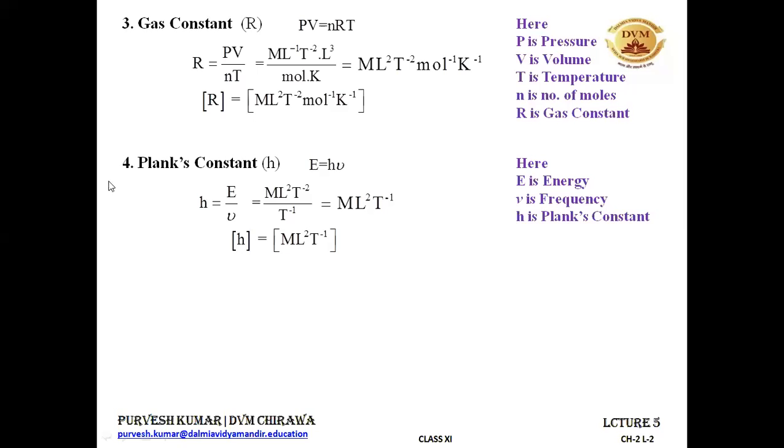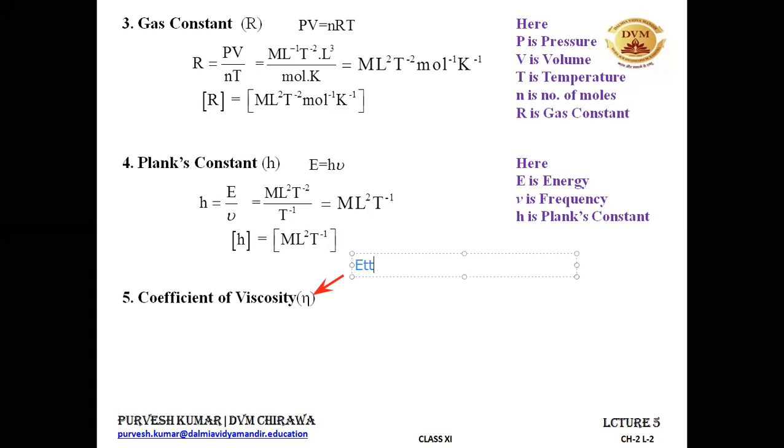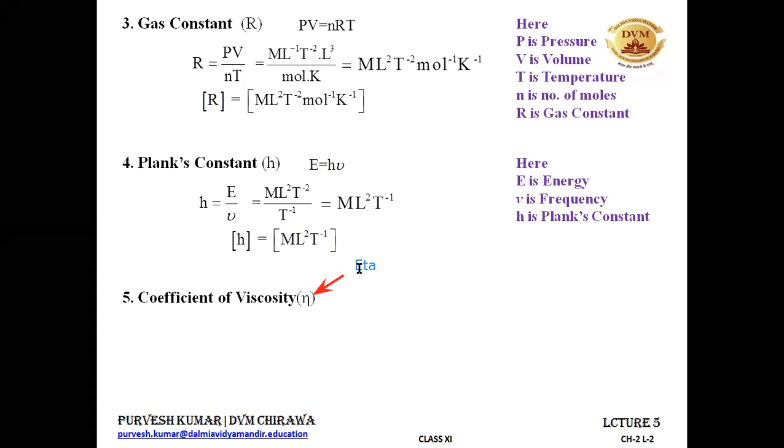Now you people should get in the habit of finding these things out. You can easily find them if you know the formula in which the physical constants are involved. One more constant is there, that is coefficient of viscosity, and it is denoted by the symbol eta. This symbol is eta, E-T-A. All right. The Greek symbol. Let me write it for you people. So you call it eta. This is eta.